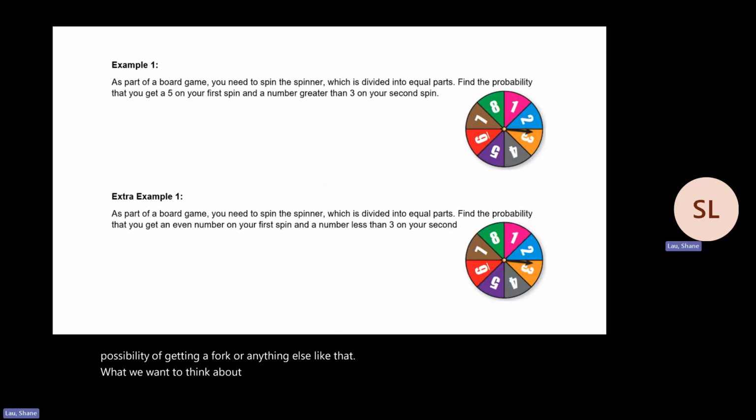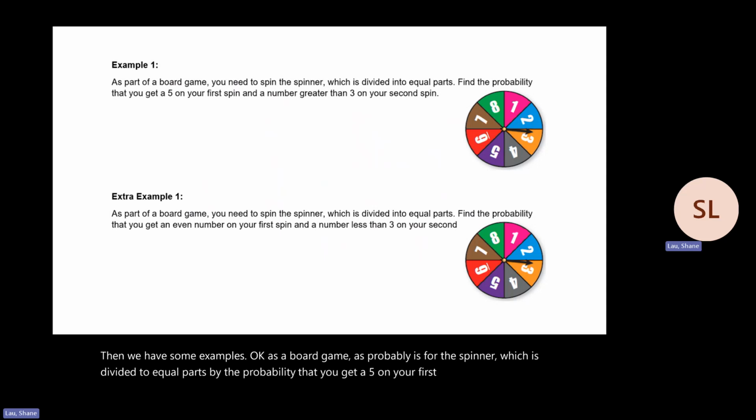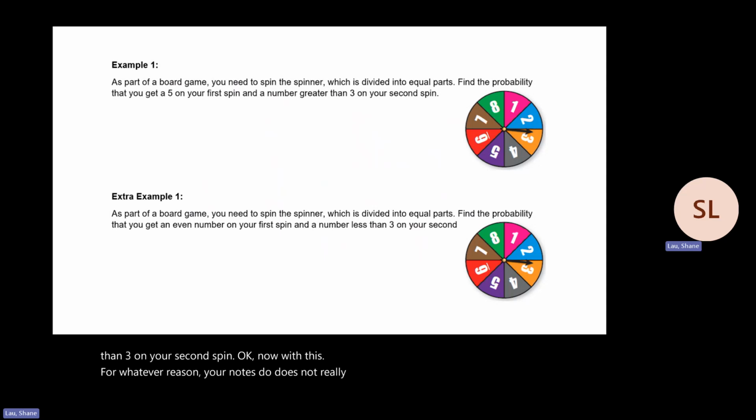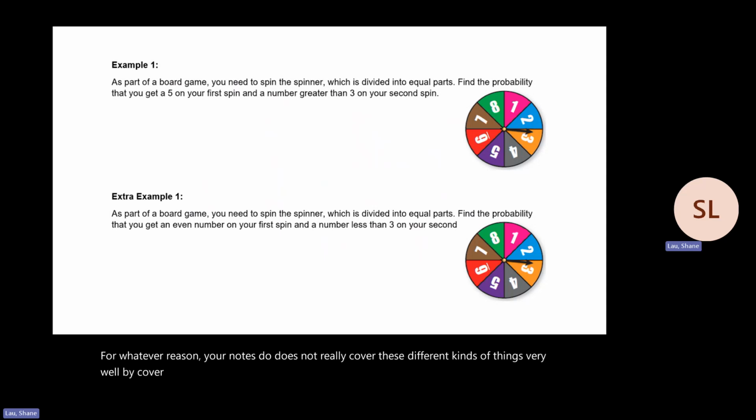And we have some examples. Okay, as part of a board game, you need to spin the spinner, which is divided into equal parts. Find the probability that you get a 5 on your first spin and a number greater than 3 on your second spin. Okay, now with this, for whatever reason, your notes do not really cover these different kinds of things very well. And by cover them very well, I mean like at all.